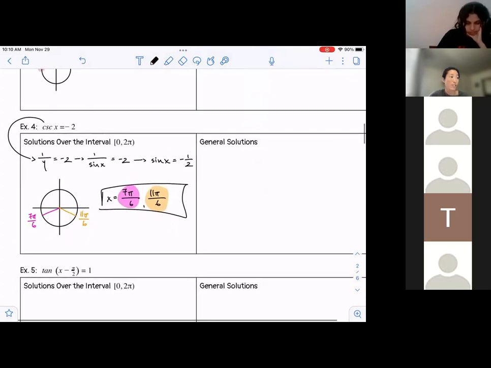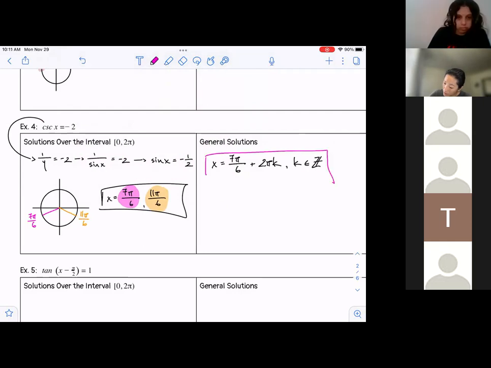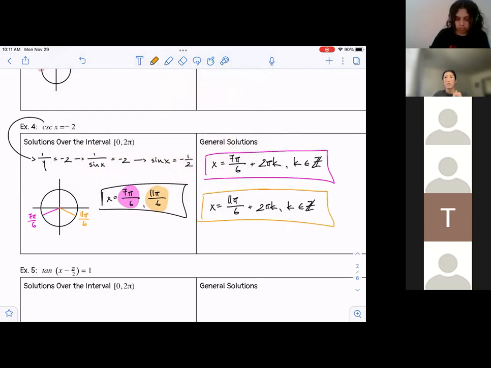If we wanted to write our general solution, we would have to write these ones separately. So we would write x equals, the first one would be the pink one, 7 pi over 6, plus as many rotations as we want, plus 2 pi k, where k represents an integer that tells us how many times we go around. Separately, we would have the orange one, x equals 11 pi over 6 plus 2 pi k, where k is an integer, and that would correspond to the orange one on the graph.